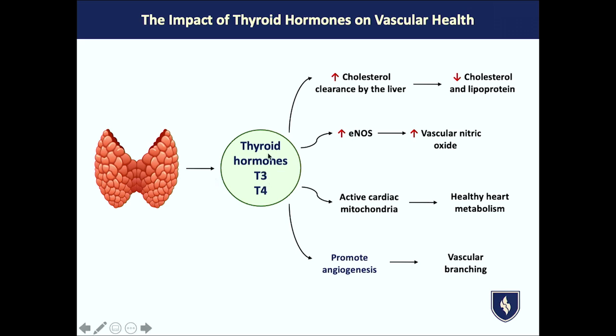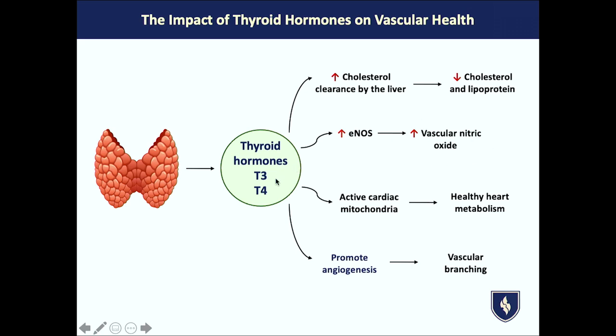So thyroid hormones increase cholesterol clearance by the liver. So they decrease cholesterol and lipoproteins, like LDL levels go down, and so forth. HDL levels can even go up. Thyroid hormones increase endothelial nitric oxide synthase, so you get better nitric oxide production and vascular protection.